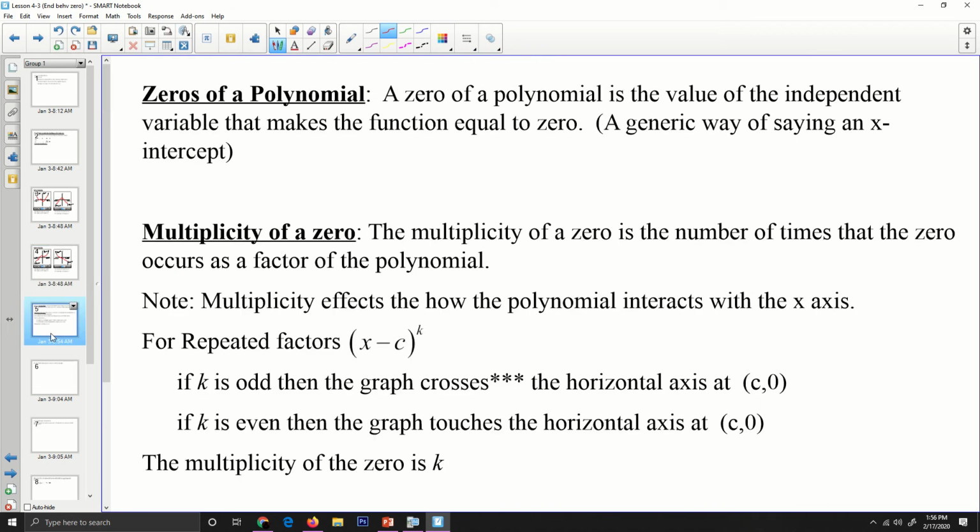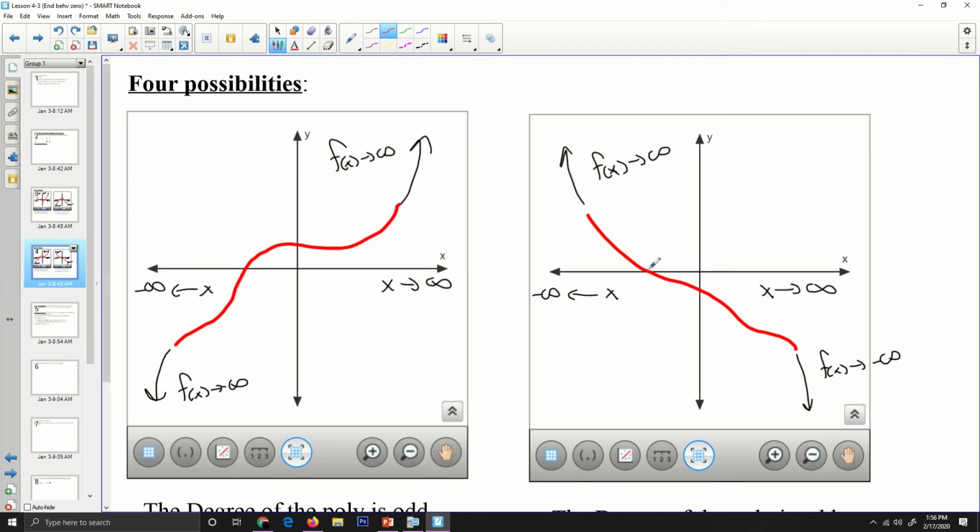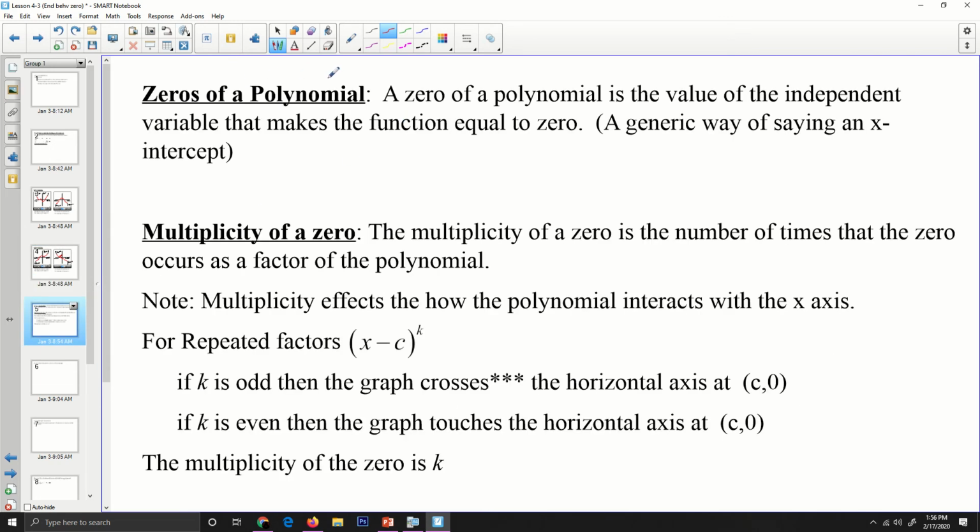Moving on, the zeros of a polynomial. A zero of a polynomial is a value of the independent variable that makes the function equal to 0. That is a generic way of saying an x-intercept, and I'll show you what that means. Well, let's do that right now. And so let's talk about right here. This right here, I don't know what the x value is, but because it is on the x-axis, I know that the y value is equal to 0. And so what that means through direct substitution, if I take this x value and I plug it in for x, I will get 0 out. That is what the zero of a polynomial is.